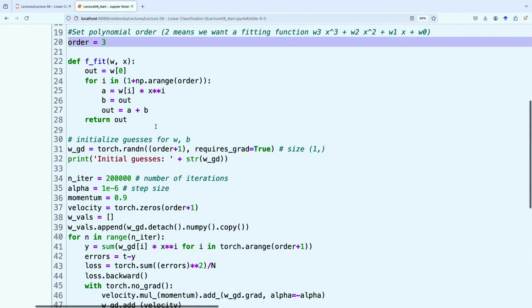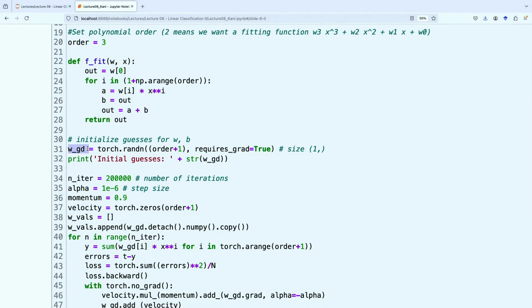And so we have a bunch of weights with a gradient, and we need one weight for every polynomial plus the bias, right? So for order 3, we need a weight for x cubed, we need a weight for x squared, we need a weight for x, and we need a weight for just the bias term. So we need order plus 1 weights. And of course, we'll set requires gradient to true, telling PyTorch to keep track of this variable and any functions that work off this variable.